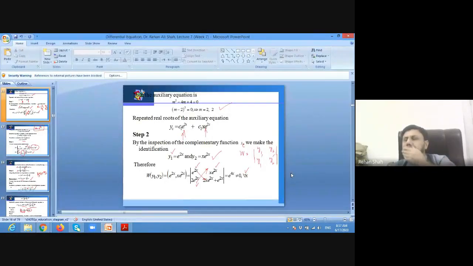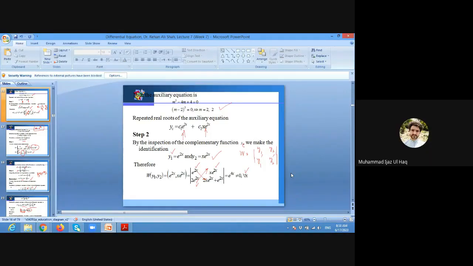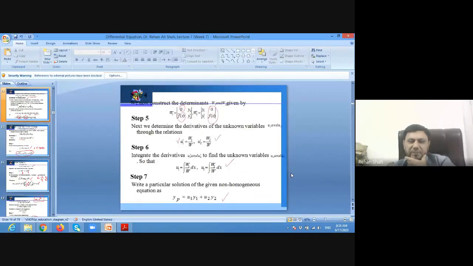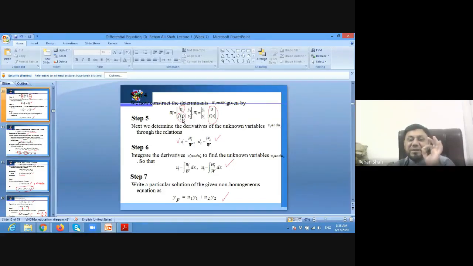Sir, e power 4x. Okay, sir. We have to put this in the equation, W is equal to e power 4x. Look at this, this is the formula for W1. This is the formula for W2. So 0 is fixed. F of x is the right hand side function.